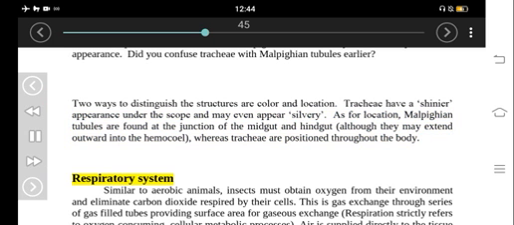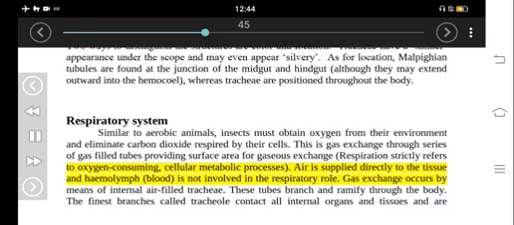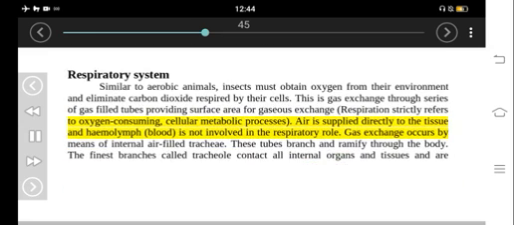Respiratory system. Similar to other aerobic animals, insects must obtain oxygen from their environment and eliminate carbon dioxide respired by their cells. This is gas exchange through a series of gas-filled tubes providing surface area for gaseous exchange. Respiration strictly refers to oxygen-consuming, cellular metabolic processes. Air is supplied directly to the tissue and hemolymph. Blood is not involved in the respiratory role.